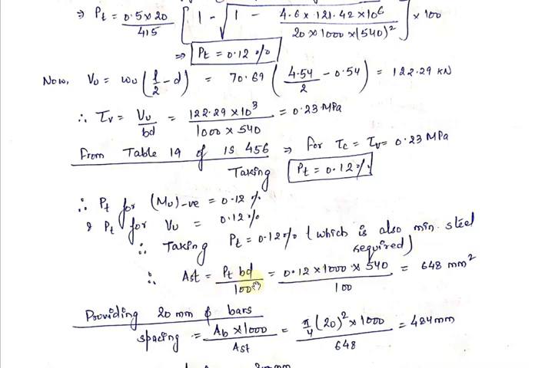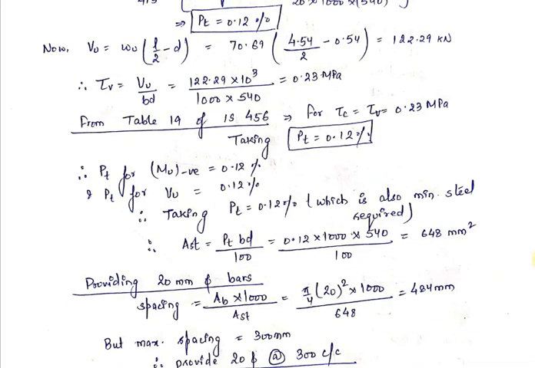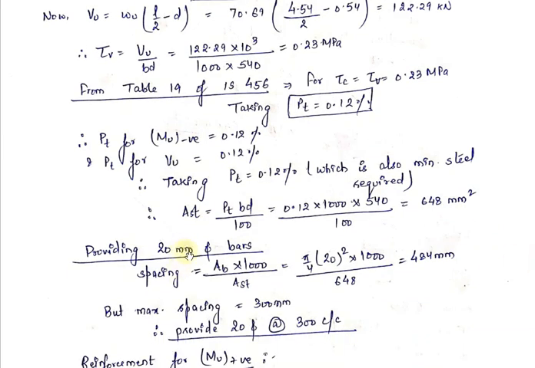So therefore AST will be equal to, from this formula, what we are using already. So from this formula, the area of steel will come out to be 648 mm². In the beginning, we assume that we are providing 20 mm dia bars. Therefore, the spacing will be area of 1 bar into 1000, divided by AST. Area of 1 bar will be pi by 4 into 20 whole square into 1000, divided by 648, which will give you 484 mm.